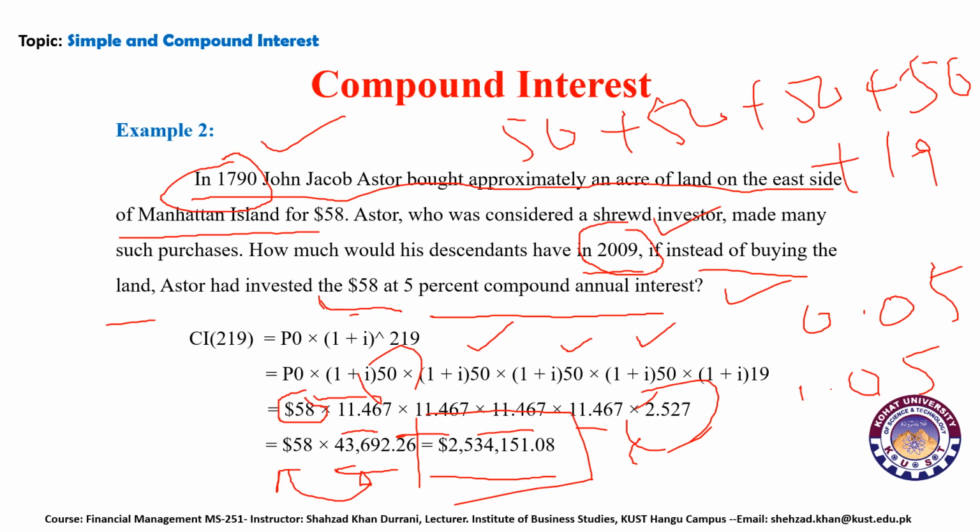So this was the investment. How much if he had invested $58 at 5% compound interest rate? After 219 years, he will get this many dollars. Then you can compare this amount with the land, to see how much the value of the land is. So this is one kind of investment, and this is another kind of investment, where you deposit your money at a fixed interest rate, and you can compare to see which one is good.